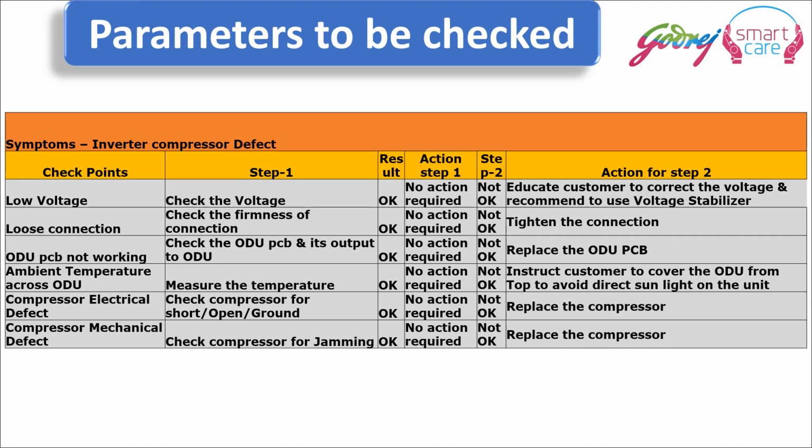In case of compressor electrical defect, we have to check the compressor for short, open and ground windings. If it is okay, then no action is needed. In case there is a problem, we have to replace the compressor. In case of compressor mechanical defect, we have to first check the compressor for jamming. If it is okay, then no action is required. If there is a problem, then in that case also we have to replace the compressor.